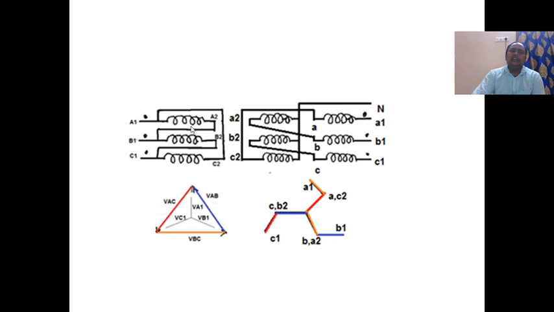So by using a zigzag transformer also we can eliminate the harmonics. The zigzag transformer will be designed accordingly. Next one is the active power filters and passive filters also eliminate the dominant harmonics, that is the third, fifth and seventh harmonics. Based on the harmonic content we design the filter circuits.